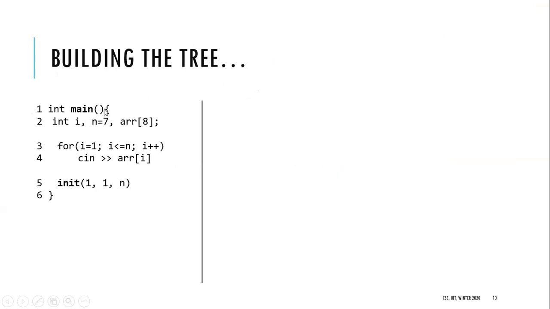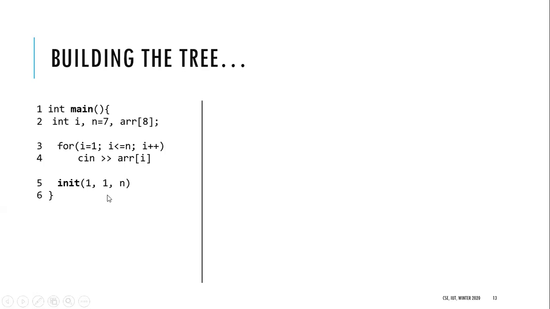So here in the main function, let's say I have 7 elements. All of the elements are added in the array ARR, that is, this is the input array. And I have a function that is called init. Init means initializing. As I said earlier, there will be 3 parameters for the function. First of all, the first parameter represents which node I am talking about.